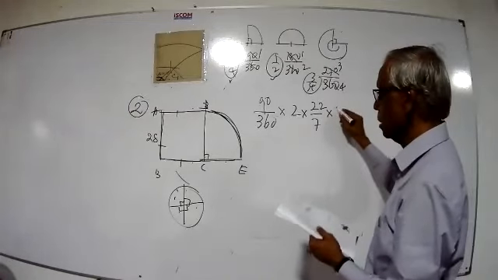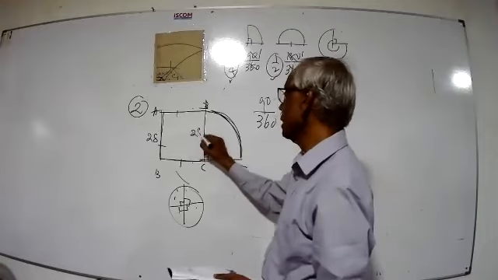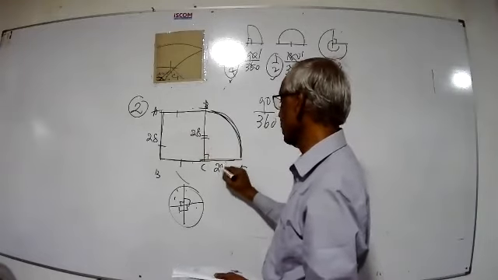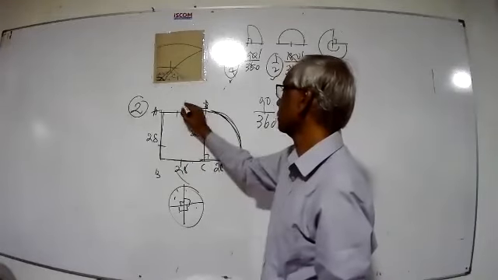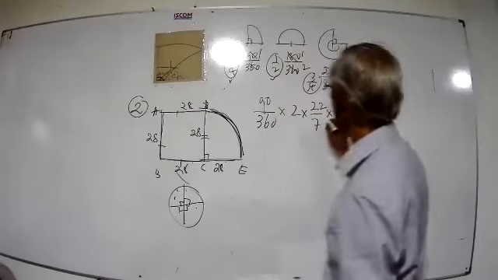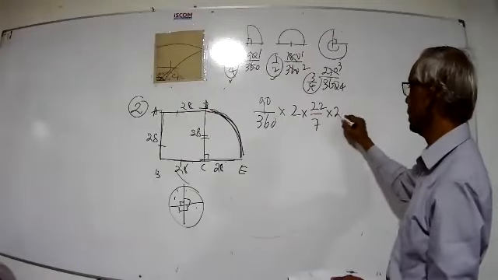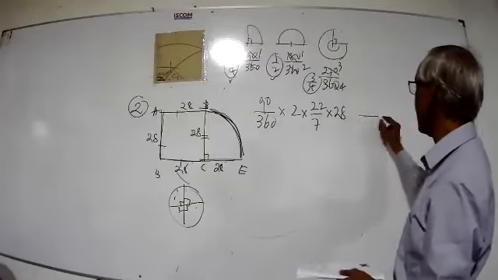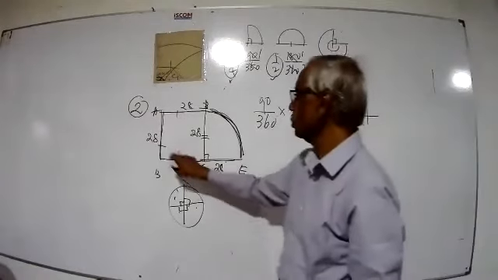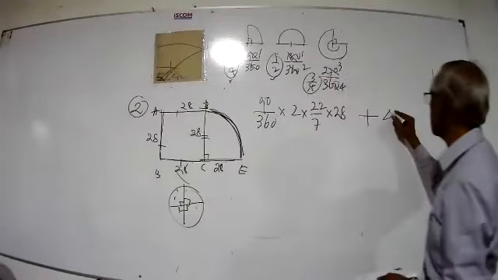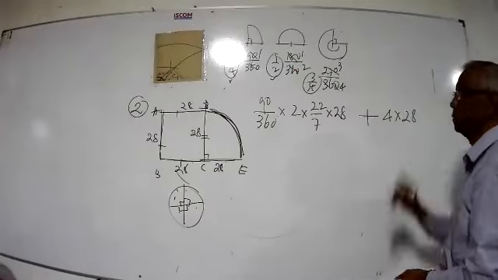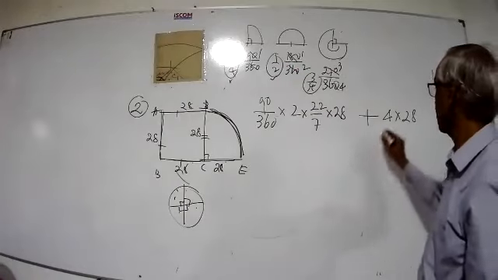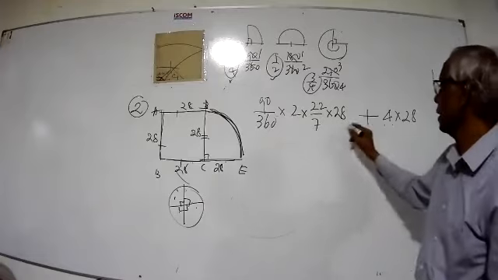R equals 28, that is the radius, this is also 28. Then you can add this 1, 2, 3, 4, 4 times 28.